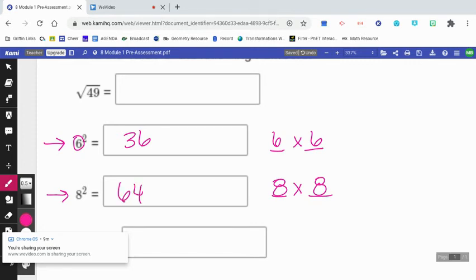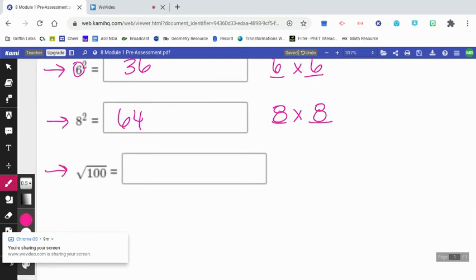Okay, well, similarly, a square root is the opposite kind of. I want to know what number times itself equals 49. What number times itself equals 49? Well, using my multiplication facts, I know that 7 times 7 is 49. So that means the square root of 49 is 7. So then we can come down here. What number times itself equals 100? Again, with my multiplication facts, I know that 10 times 10 equals 100.